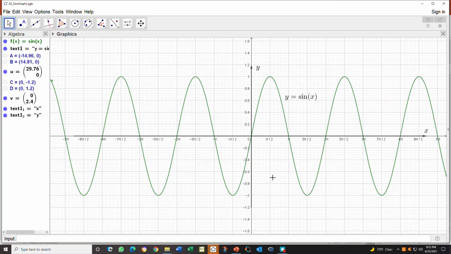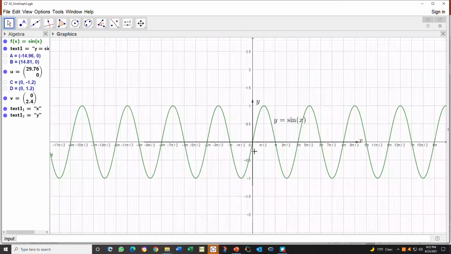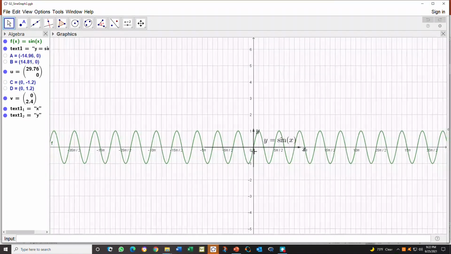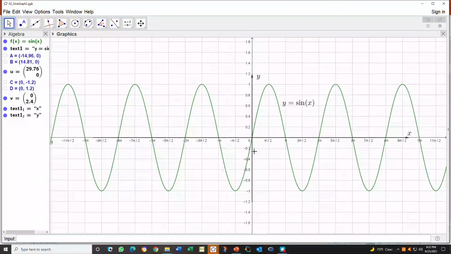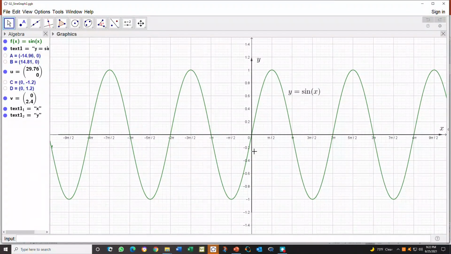There is no end to this. It just keeps going and going. Okay, so this is the graph of sine x. Take a good look at it and be absolutely sure to understand exactly all the characteristics of this sine graph. Cool.